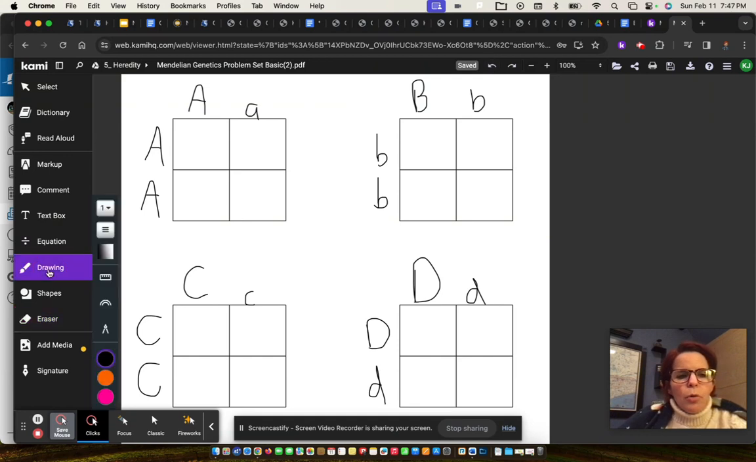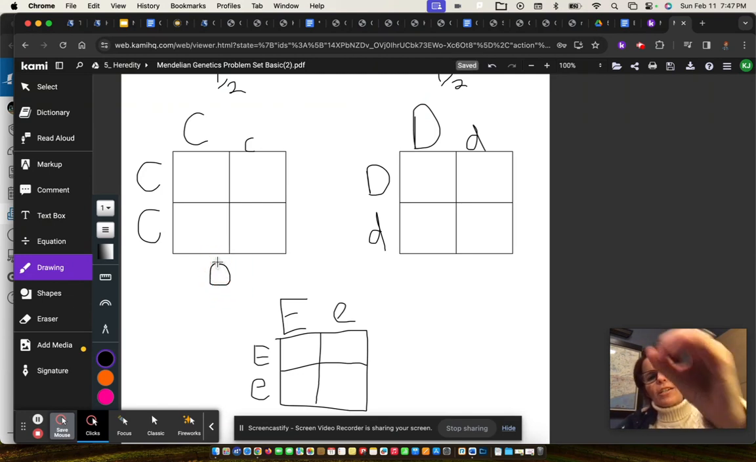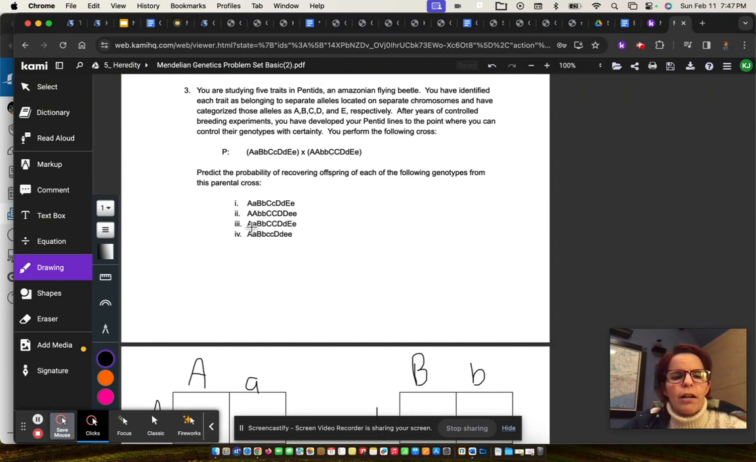Okay, so let's try this. What are the odds? The first one was capital A, little a, so this is 1/2 again. And the next one was capital B, little b again, so that's 1/2 again. The next one was two little c's. What are the odds that they'll have two little c's? That's a 0. So the answer for that one is 0% chance. We don't have to go any further. It is impossible for them to ever have this particular offspring, because they will never have a baby that is little c, little c.